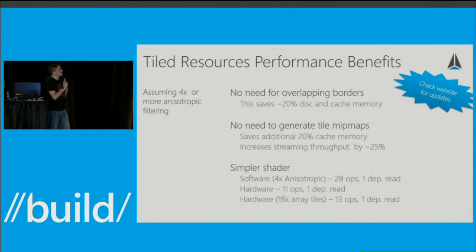We didn't have access to the drivers for a long enough time to really do very detailed measurements like instruction cycle counts or anything like that, but still we have some quite promising results already. As Matt said, we don't have to do any overlapping borders anymore. This saves us around 20% of memory in the case of 4x anisotropic filtering.